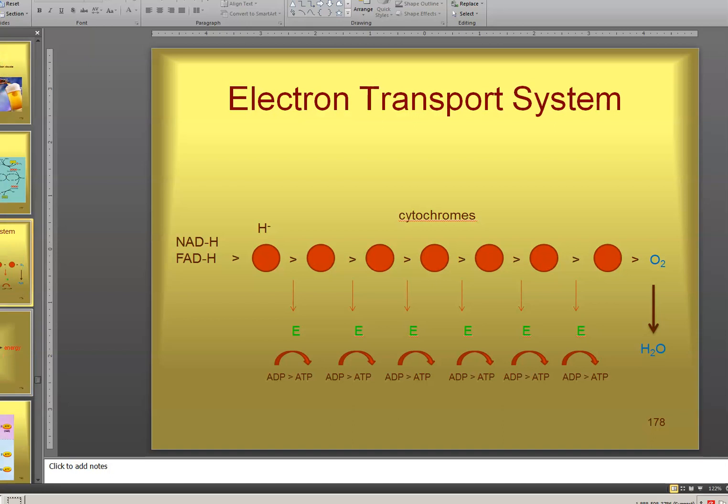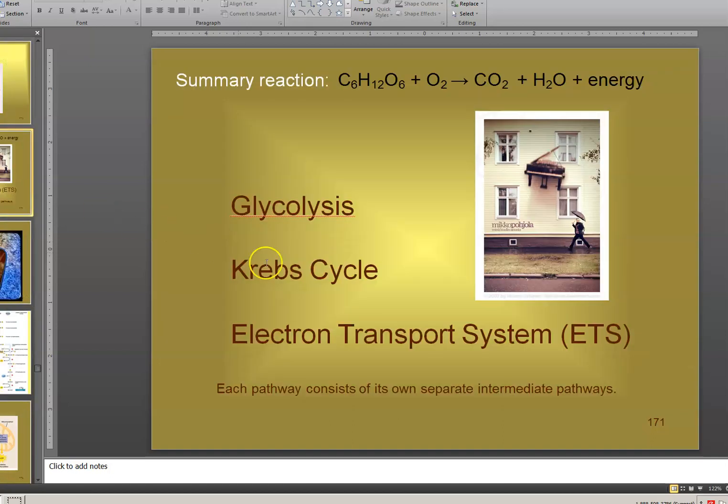When I said that the Krebs cycle and the electron transport system require oxygen, the Krebs cycle does not require oxygen itself directly, but the Krebs cycle is intimately linked to the electron transport system. The Krebs cycle can't go on its own if the electron transport system doesn't process the NADs and the FADs coming off the Krebs cycle. So these two are connected to one another in that the Krebs cycle can't go unless the electron transport system goes. And the electron transport system requires oxygen. So therefore, both of these require oxygen in order to allow them to proceed.